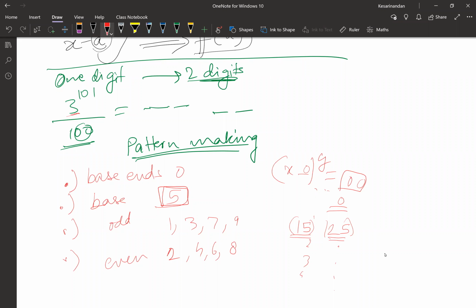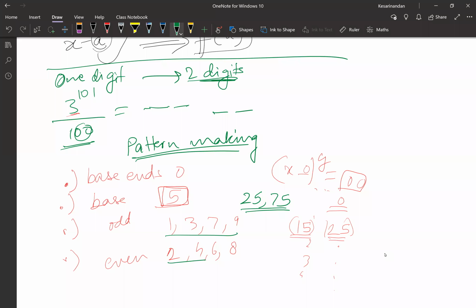For 50 it is 25 and 75. Yes, exactly. You will have two patterns, that is 25 and 75. And these are the only two patterns that you will get. Nothing different, nothing extra. So this part is clear, guys? Everybody? Yes. Okay.